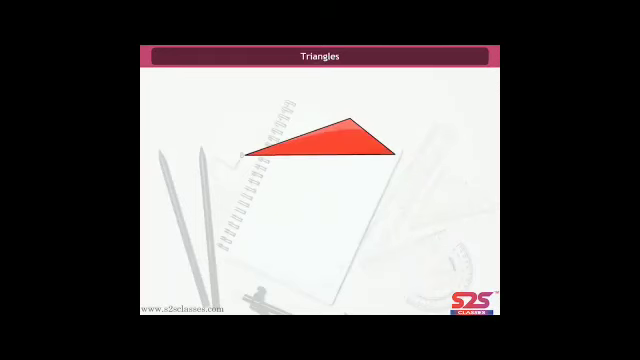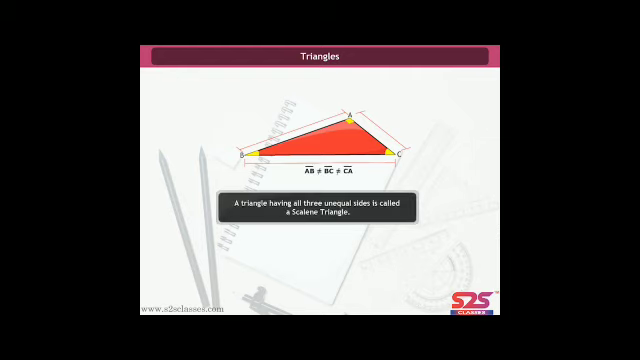Triangles. Let us recall what a triangle is. A triangle is a polygon having 3 sides, namely AB, BC and CA, and 3 angles, angle A, angle B and angle C. Triangles can be classified on the basis of the sides. Look at this triangle ABC. All its sides are unequal. We call such a triangle a scalene triangle.